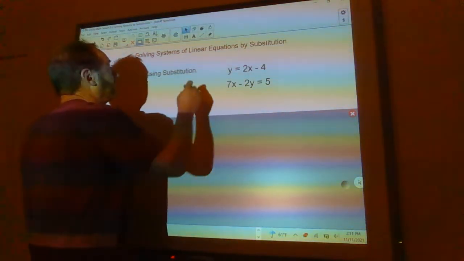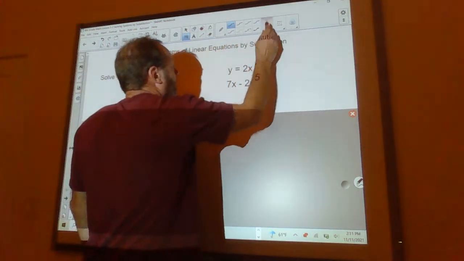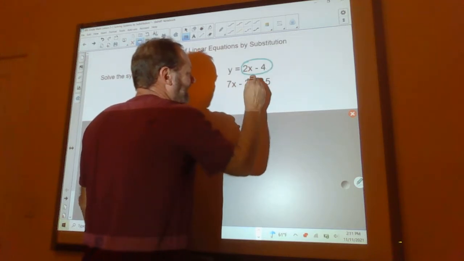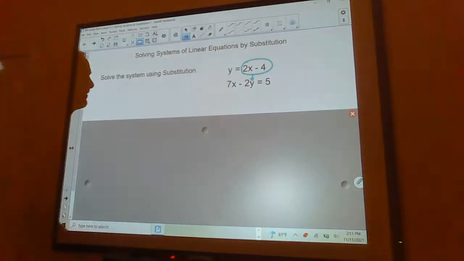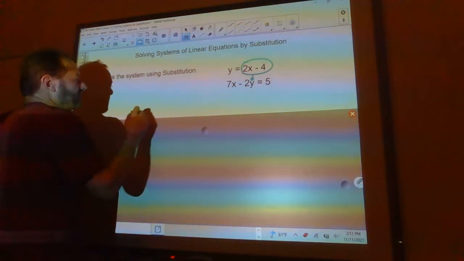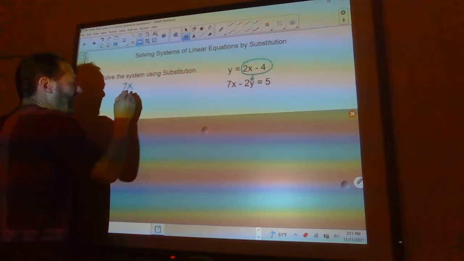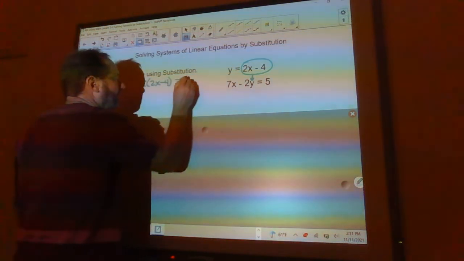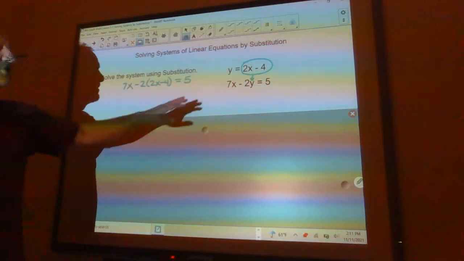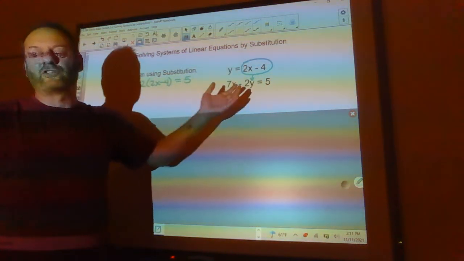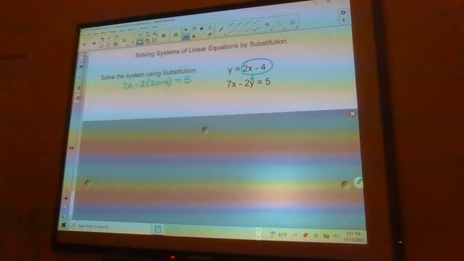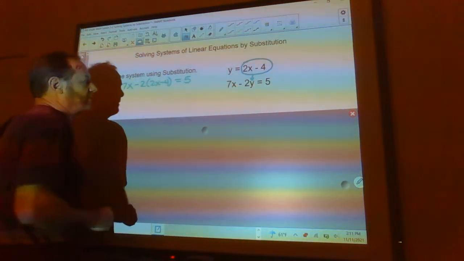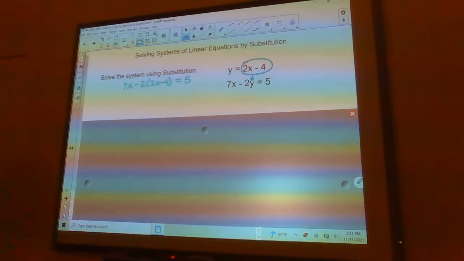So basically what it says is y is equal to this stuff right here. So I'm going to take that stuff and substitute it into this other equation for y. So this is going to become 7x minus 2 times (2x minus 4) equals 5. Now, the reason you couldn't solve this over here was because I had two variables. And now what I've done is I've turned it into one equation instead of two, and it only has one variable. So now I can solve for that variable.